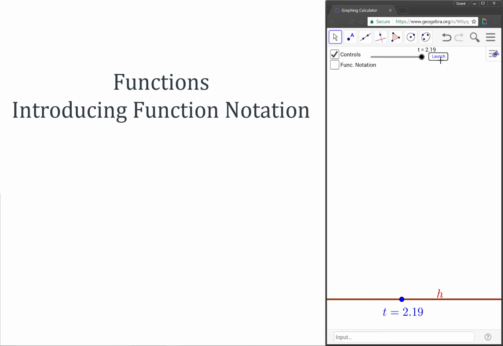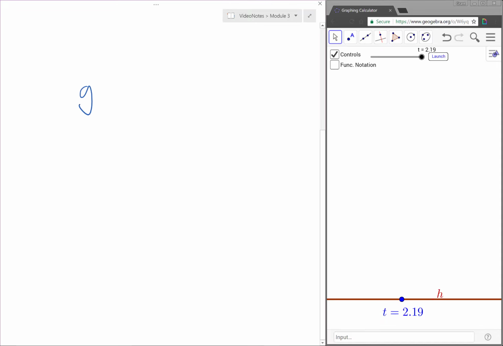As a brief example, let's look at how the ball's height above the ground in feet is related to the number of seconds since the ball was launched. We can give this relationship a name by choosing any letter that we want, such as G. So we'll let the letter G represent the relationship between the ball's height and the time since the ball was launched. Now we know that anytime we see the letter G, we are talking about this particular relationship.